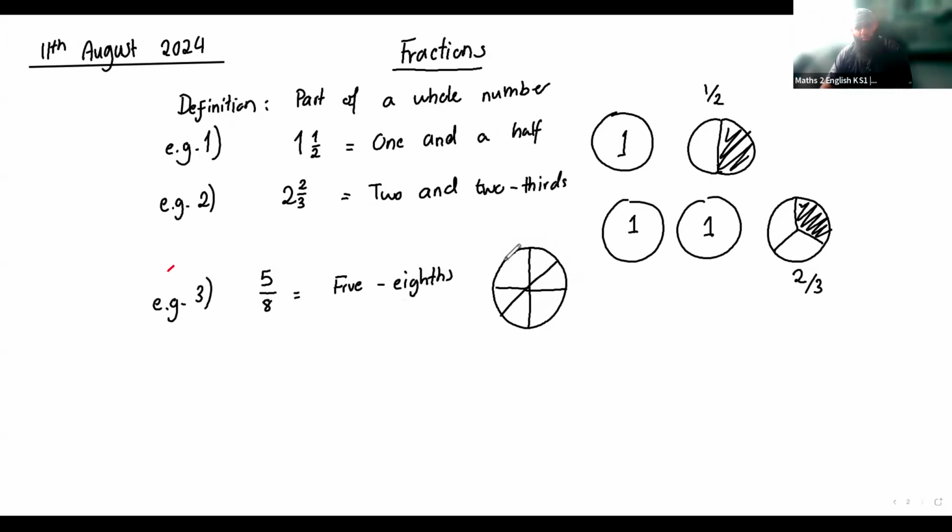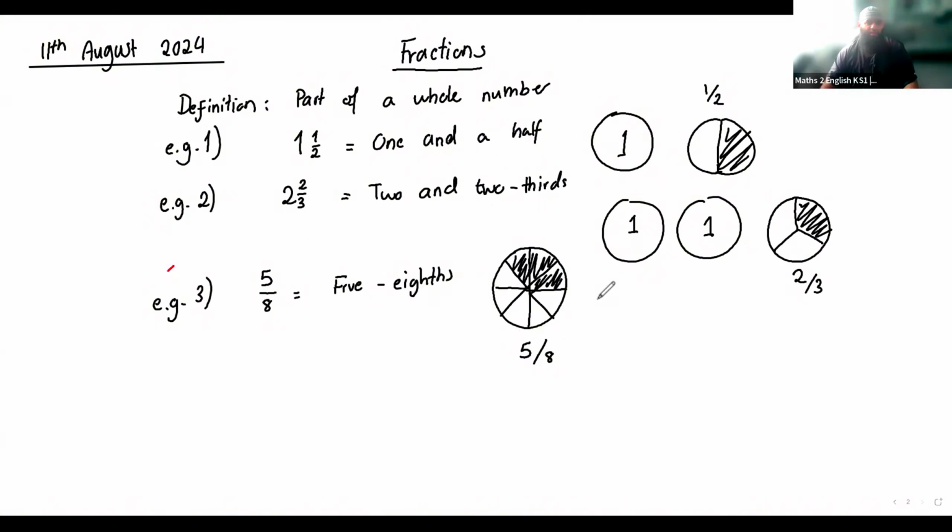So let's split up again. 1, 2, 3, 4, 5, 6, 7, and also 1, 2, 3, 4, 5, 6, 7, 8. Okay, so we don't have 3 of those slices. So this is what that means: this is 5 slices out of 8.